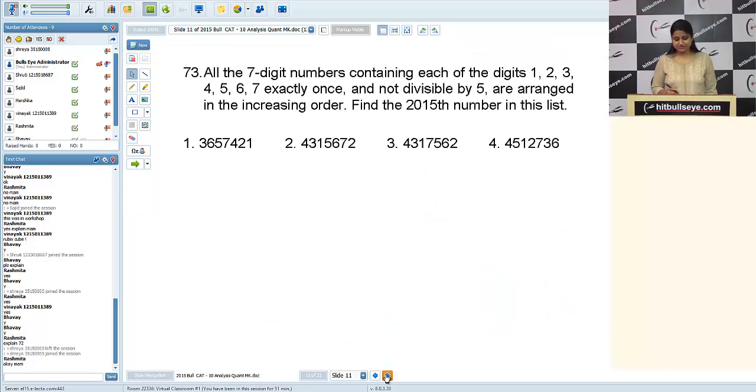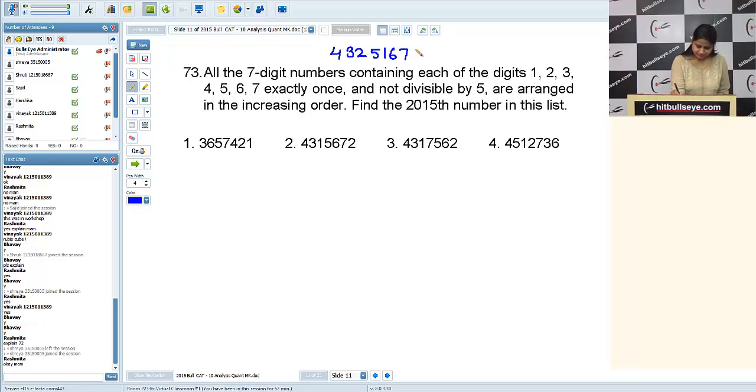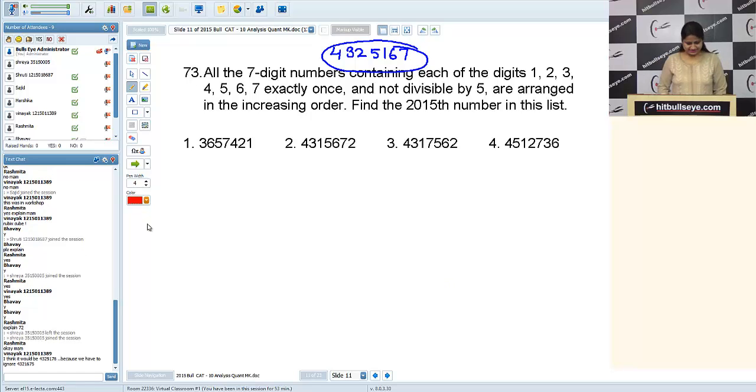Guys, you read this question. I'm so sorry, the answer for this question is wrong. Okay, you just try this question. Let me have water. I think the answer will be 4325167. It will be the answer. You just go through this question, try to solve it, take your time. I'm giving you 2 minutes, 3 minutes rather, for this. Okay guys, start. Let us see, guys.